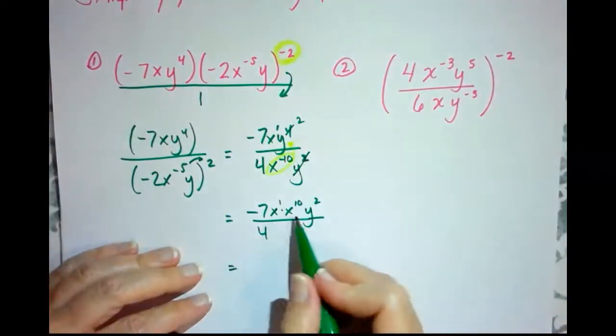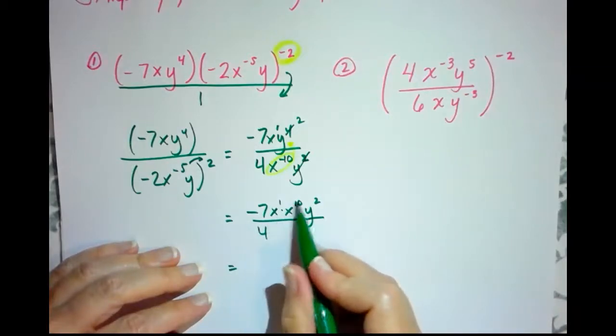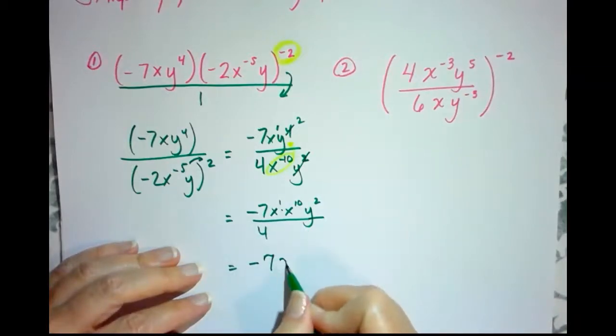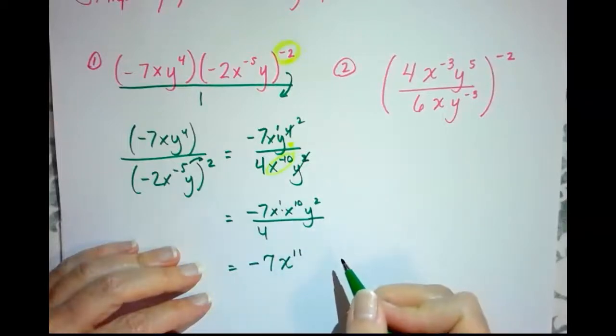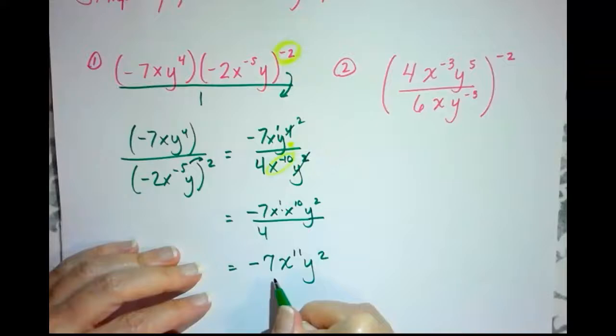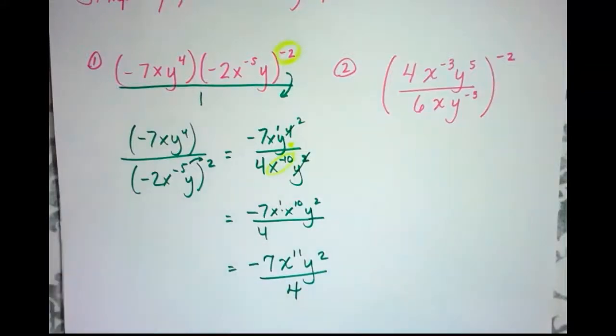So what's left here? Simplify this product rule. Bases are the same. Add the exponents. So negative 7x to the 1 plus 10, 11 y squared over 4.